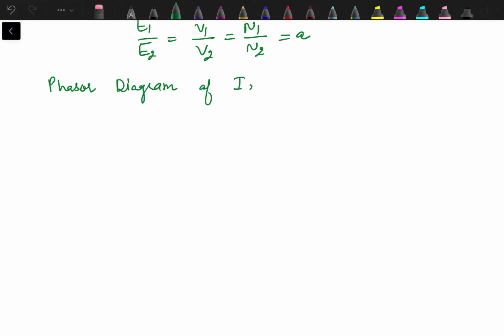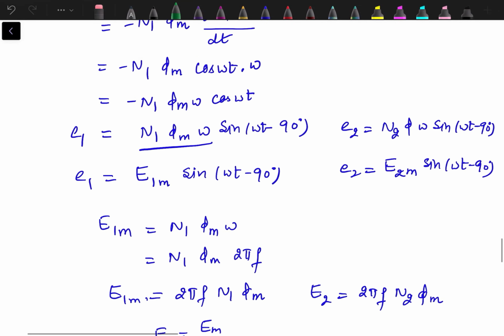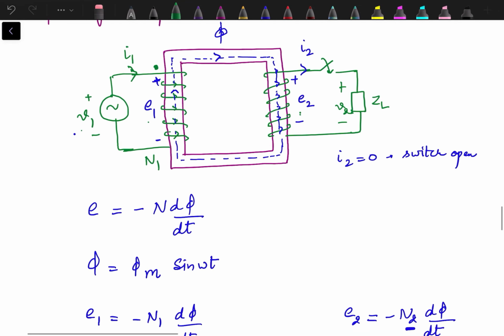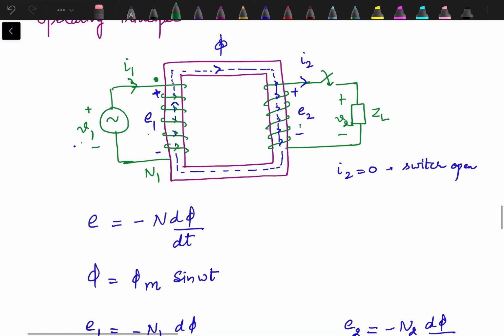of an ideal transformer at no load. No load means the switch is open and there is no current on the secondary side. The I2 is 0. We have induced EMF in the secondary winding, we have induced EMF in the primary winding.